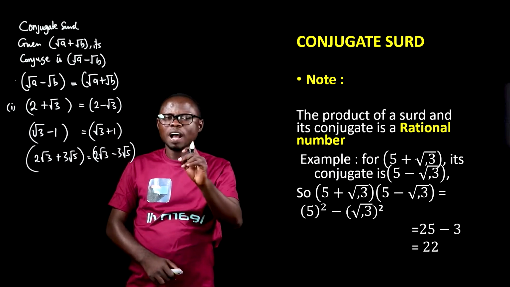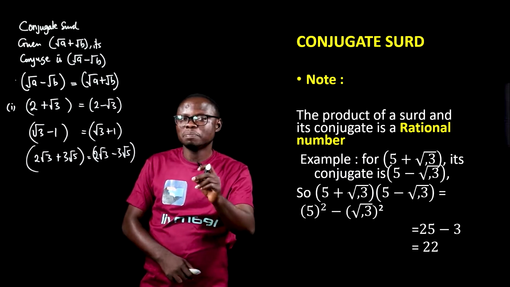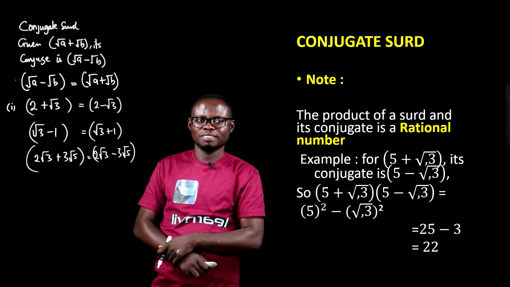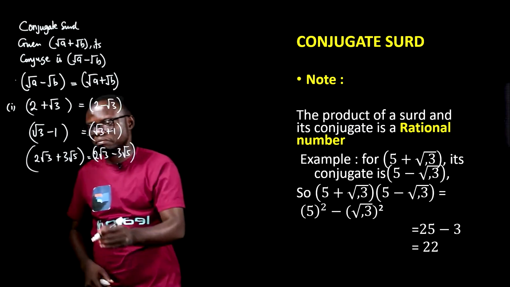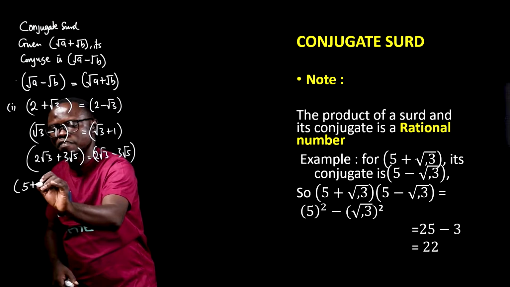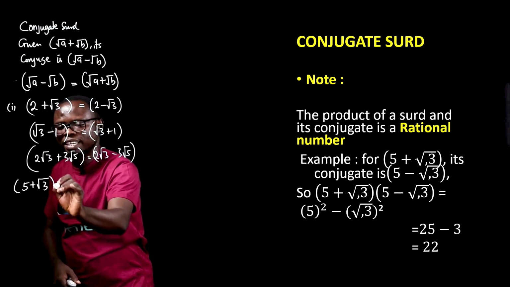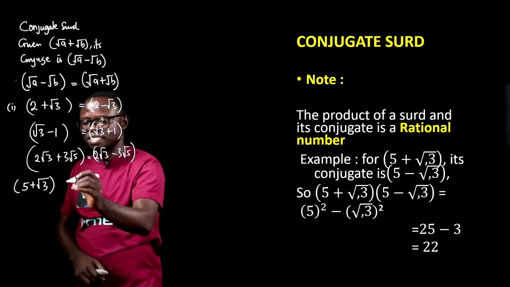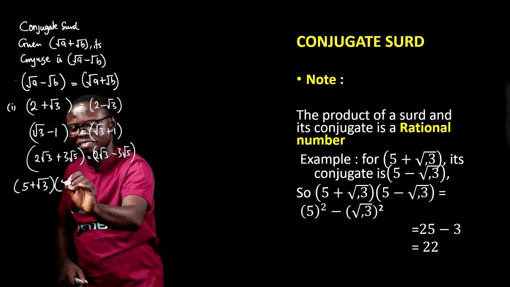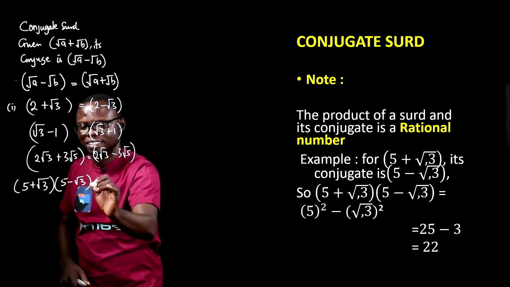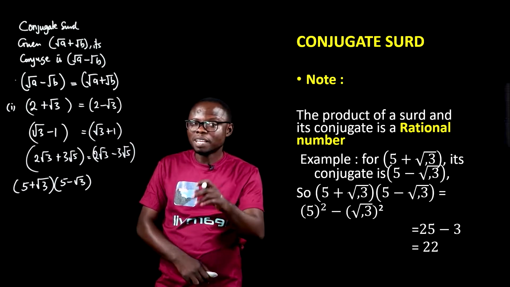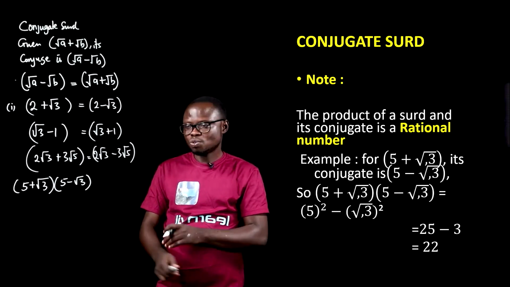Now let us see what happens if we multiply a surd by its conjugate. For example, for the surd 5 plus root 3, its conjugate will be, have you written yours? 5 minus root 3. Beautiful. Now let us apply the concept we learned to expand this.